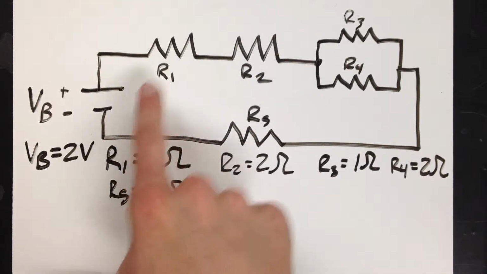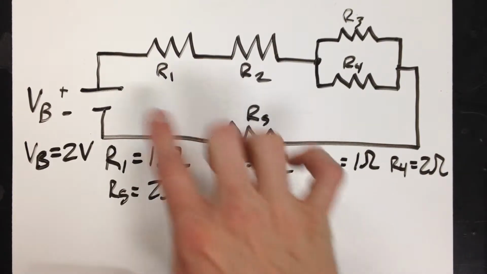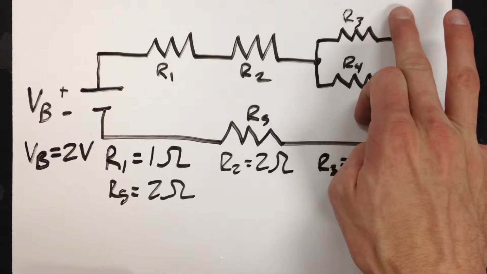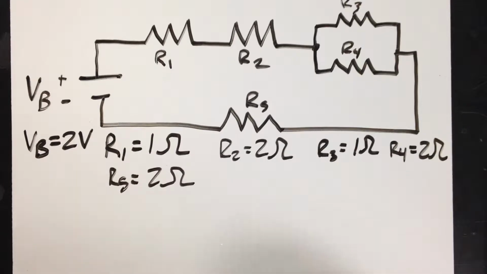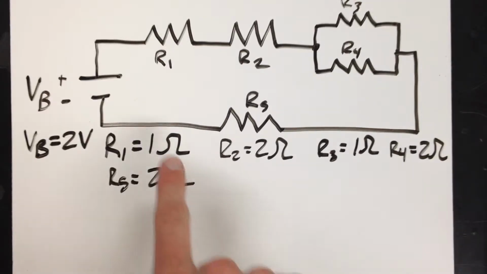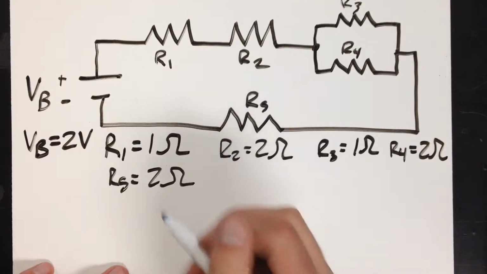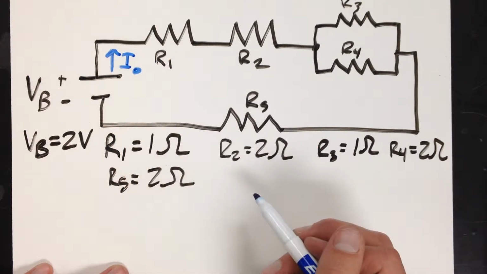So here I have 5 resistors. R1, R2, and R5 are connected in series, and they are connected in series with these 2 resistors that are connected in parallel with each other. Okay, and I'm going to show you how to go about calculating the voltage across each resistor, the current through each resistor, and then also this initial current I0.